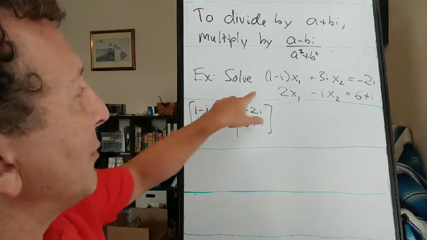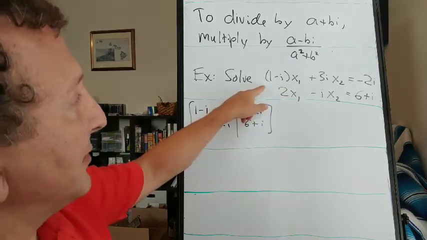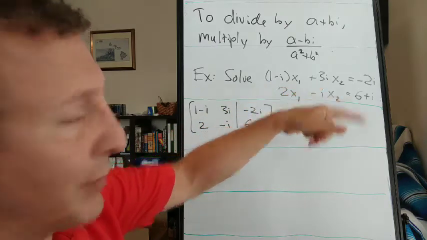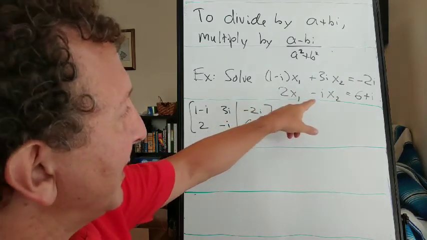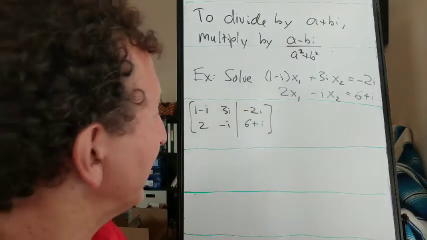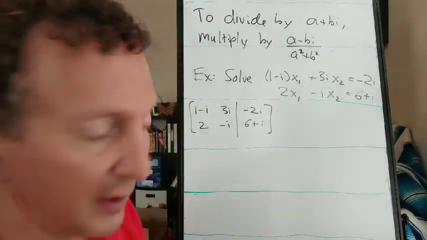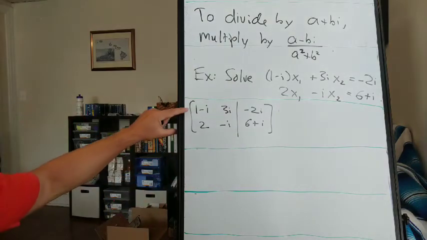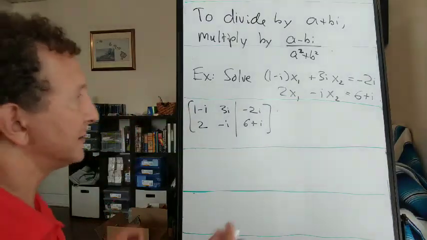So for example, let's say we want to solve this system of two equations with complex numbers. 1 minus i x1 plus 3i x2 equals minus 2i. Second equation, 2x1 minus i x2 equals 6 plus i. All right, so we put that in an augmented matrix and then proceed. So to get rid of the 1 minus i here, we want to make that a 1. We'll divide by 1 minus i.